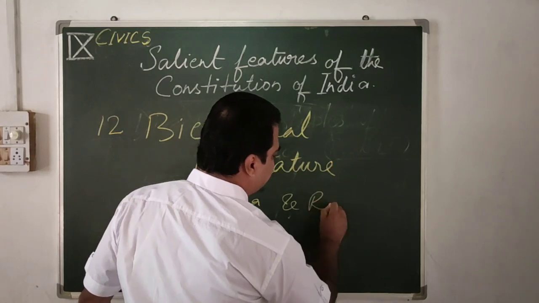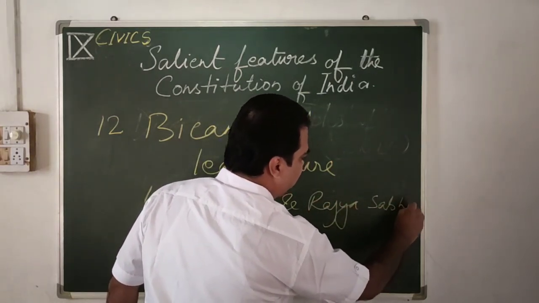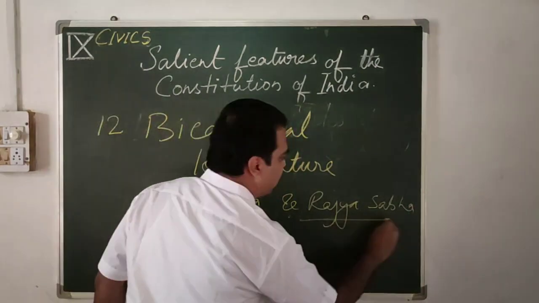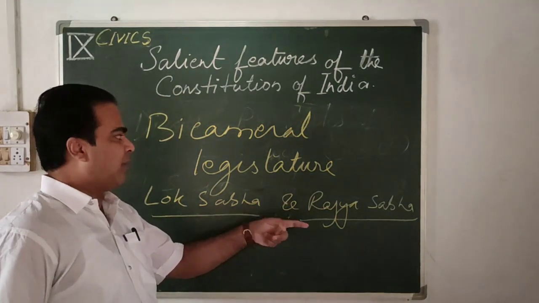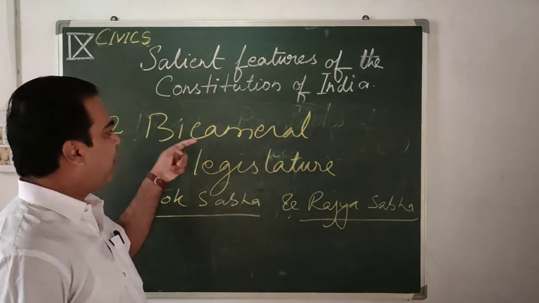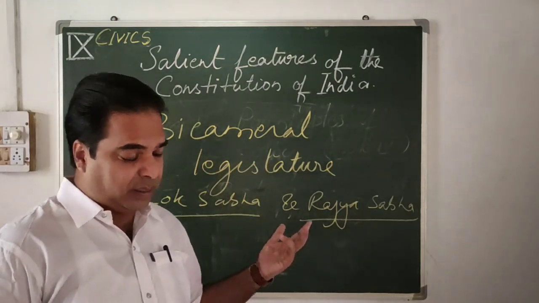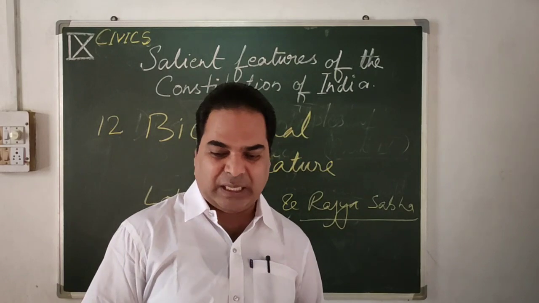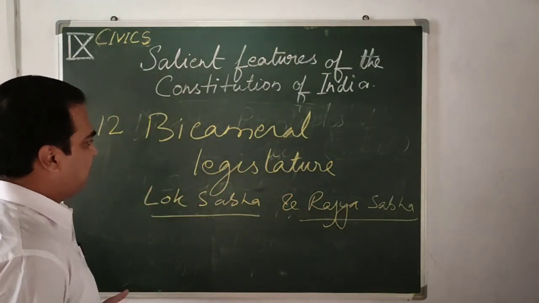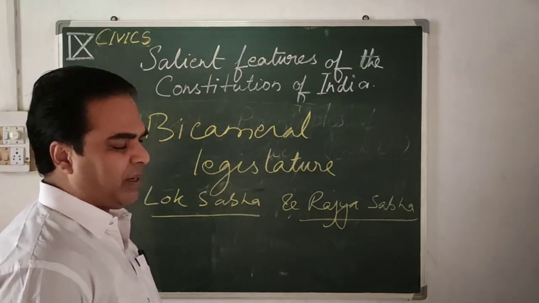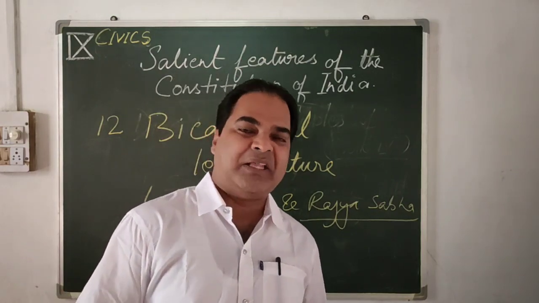and Rajya Sabha. How many houses? Number one, number two. So we have two houses, Lok Sabha and Rajya Sabha. What type of legislature do we have? A bicameral legislature. Bicameral means a country in which there are two houses in the parliament, that is, Lok Sabha and Rajya Sabha. And a country where only one house is there is known as a unicameral legislature.